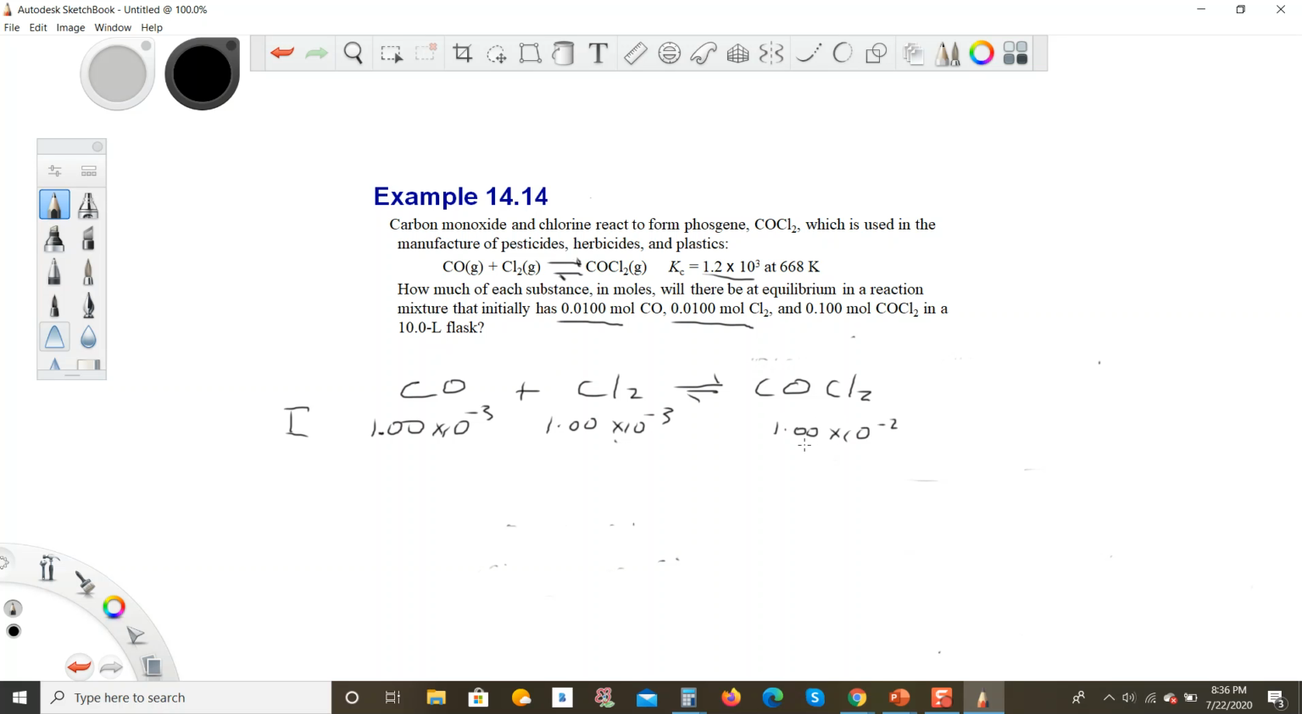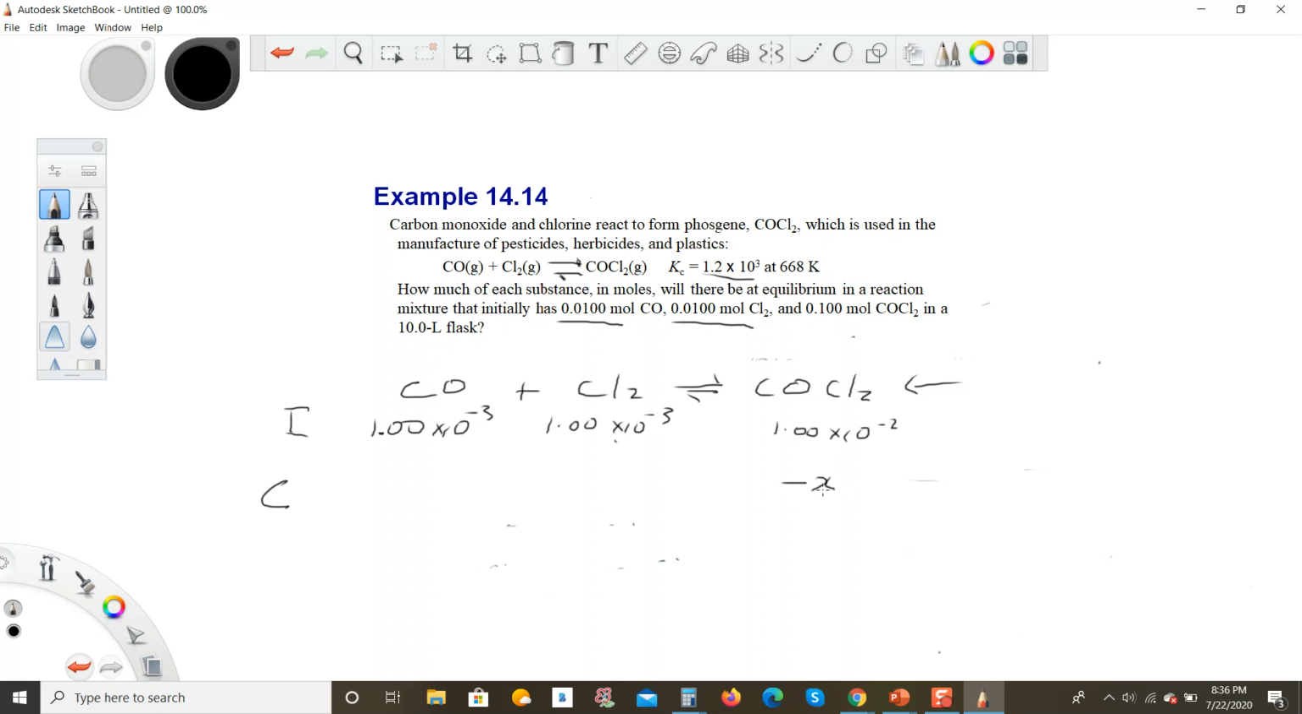Now we said that the equilibrium is going to shift to the left. So therefore, what that means is that since the equilibrium position will shift to the left, or the reaction will shift to the left, as far as the changes are concerned, the change for COCl2, I'm going to call that minus x because we don't know what that is.